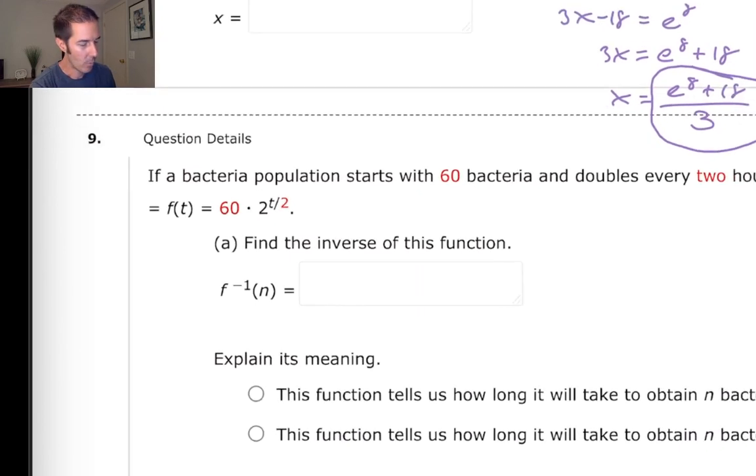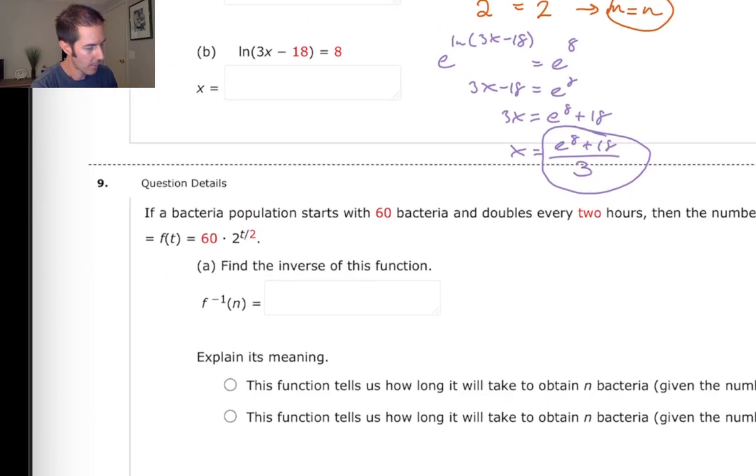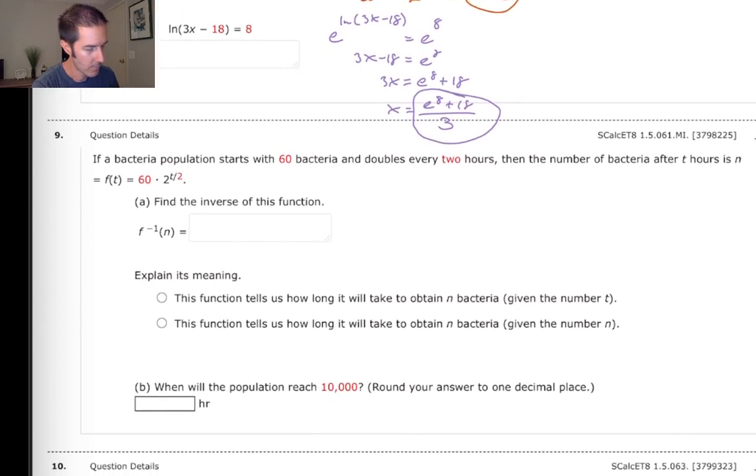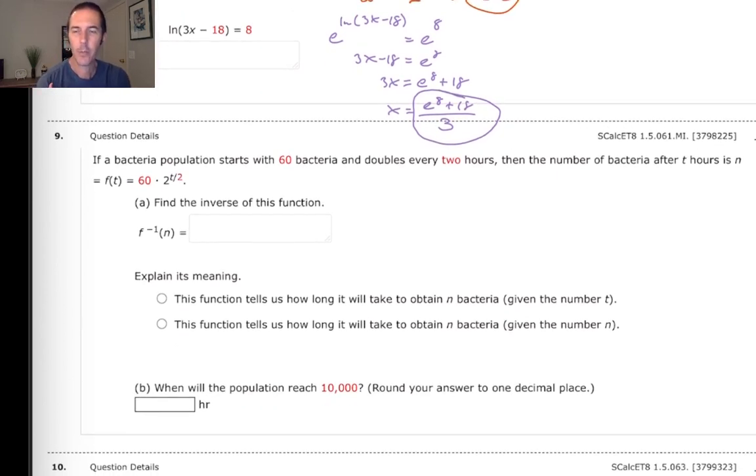Number 9, we are moving into a word problem or an applied problem. Let's get the whole thing on the screen here. It's a long question. So we have a bacteria population starting with 60. It doubles every 2 hours. And we're being given a formula for the number of bacteria after t hours. And we're being told that that number of bacteria is represented using n, or f of t. And we want to find the inverse of that function.